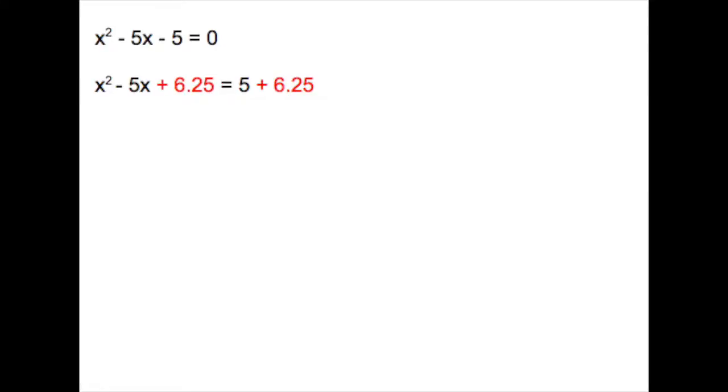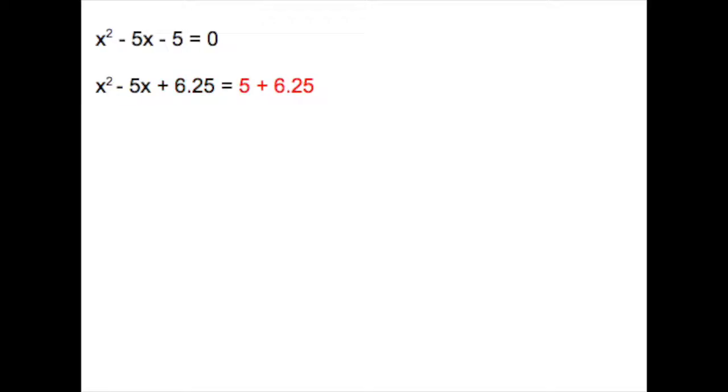To complete the square, we will take half of our b value, which would be negative 2.5, and then square it, which would be a positive 6.25. So we add this to the left side of our equation. What we do to one side of an equation, we must also do to the other side. We can simplify 5 plus 6.25 to 11.25.